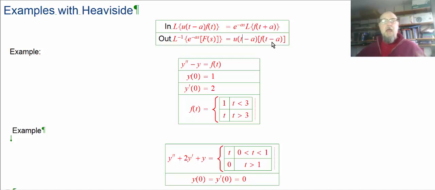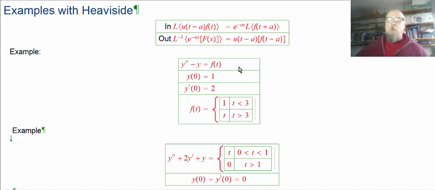In both cases, in and out we shift. In we shift plus a, out we shift minus a. The shifting always happens in time, and the out Heaviside step matches the argument inside the square bracketed piece, the part that's switched on. Let's do our example.